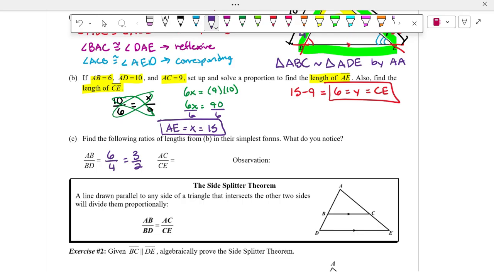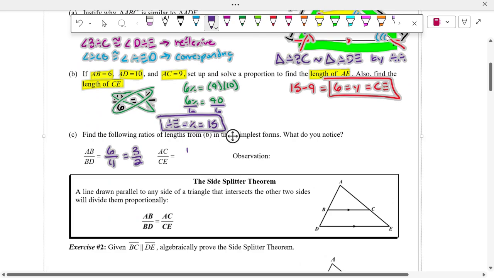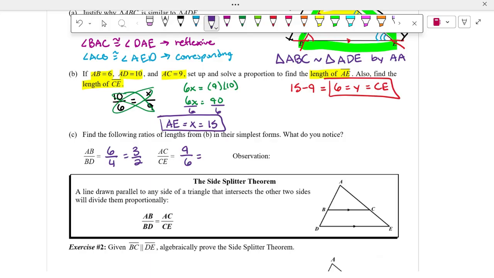We're going to do the same thing on the other side. So AC over CE. So what would my proportion look like? 9 over 6. That simplifies down to what? 3/2. So what do you notice? They're proportional. Which also means they simplify to the same number.